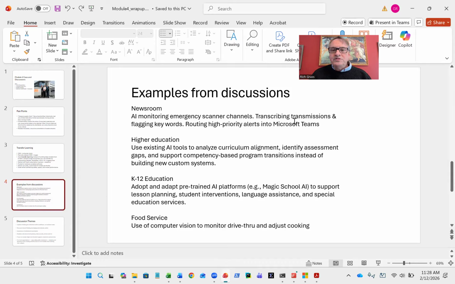And then a computer vision application that I thought was kind of neat: using computer vision to monitor drive-through traffic, update forecasts of customers, and communicate what needs to be communicated in terms of inventory and cooking. So those are some ideas in general.